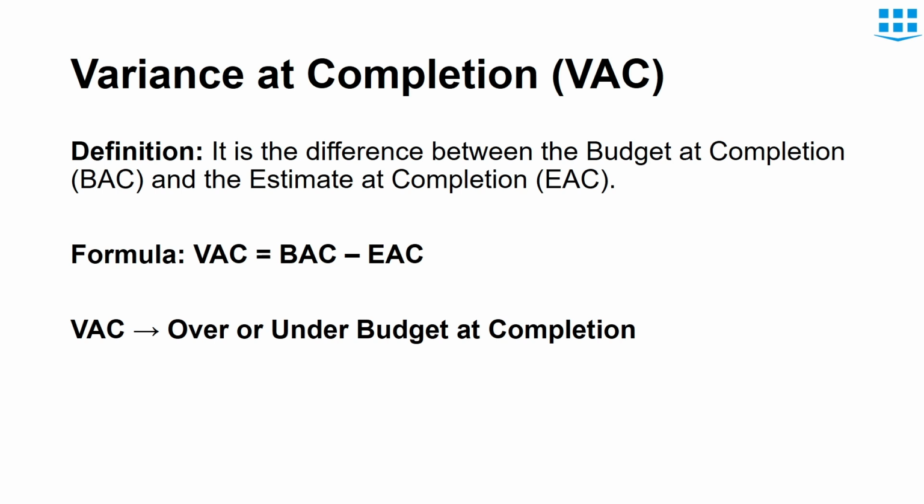Now next term is variance at completion. Variance at completion is the difference between budget at completion and estimate at completion. So this simple formula shows whether the project is over budget or under budget at completion.